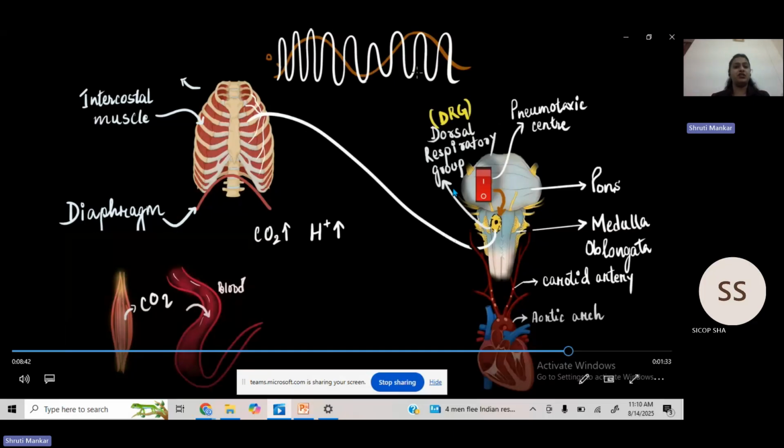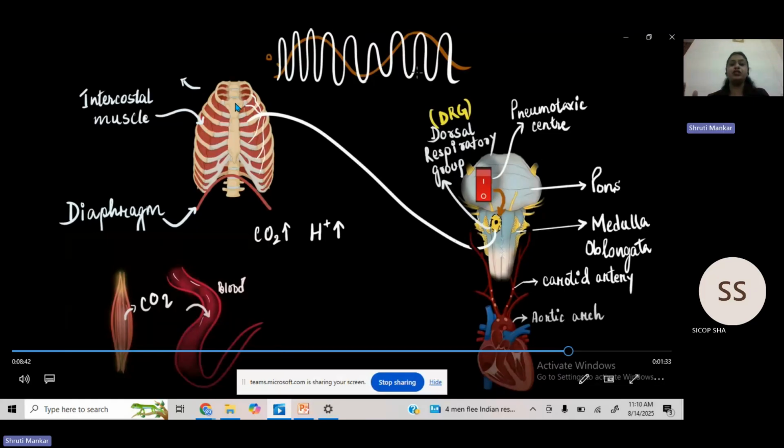Now, since we are speaking about respiration, I'll also take you to pulmonary stretch receptors. The name itself suggests that they are located in your lungs. They are stretch receptors, which means that they are mechanoreceptors. They are going to sense the mechanical pressure changes in the lungs. These pulmonary stretch receptors are located in the smooth muscles of your lungs. So bronchioles, bronchi, alveoli, the airways, trachea, these stretch receptors are located here.